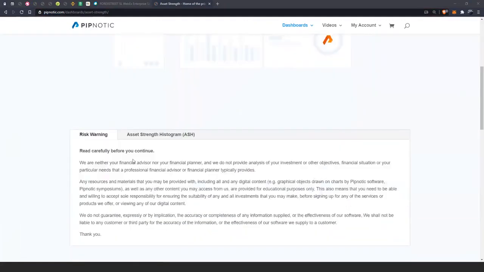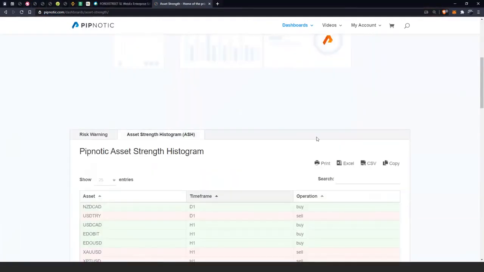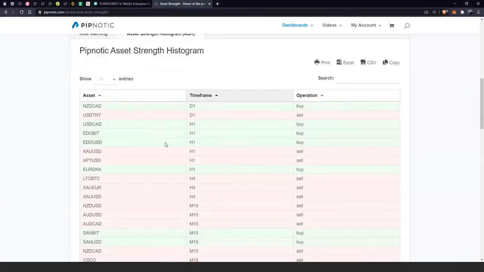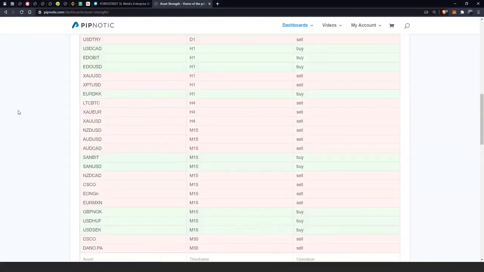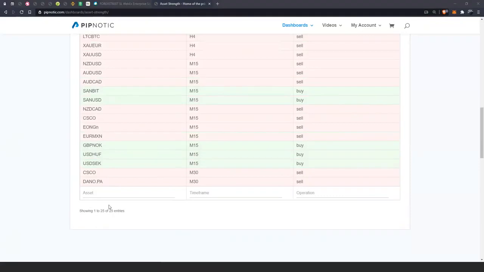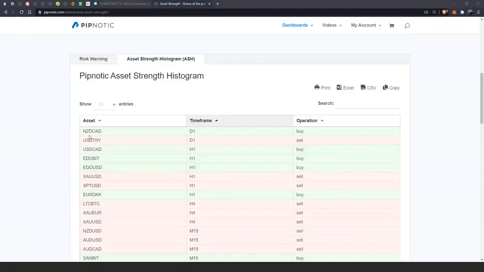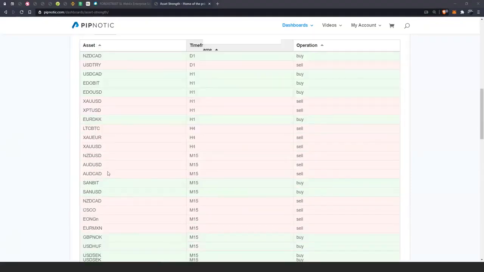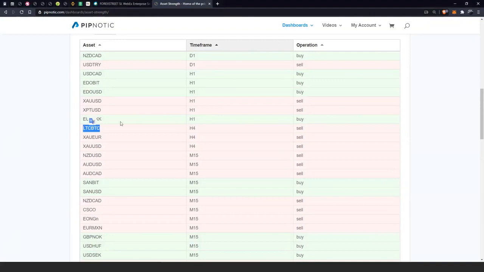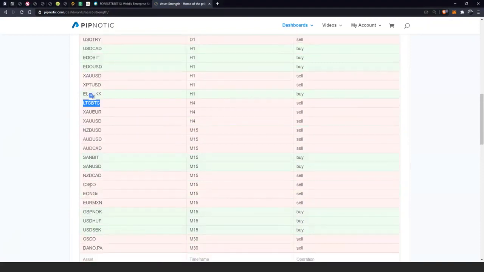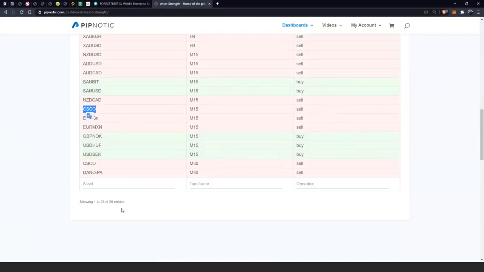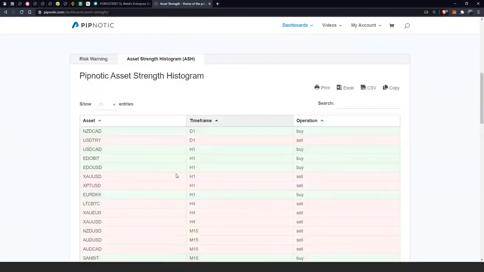And here we have the asset strength, which is essentially the same thing. Here it's telling us what all of these assets are doing. We only have 25 at the moment, but we have all of these currency pairs, and some stocks, a bit of crypto, some exotics, Cisco and lots of other ones. Essentially I'm taking this information and using it to help me identify, filter or shortlist assets to trade.